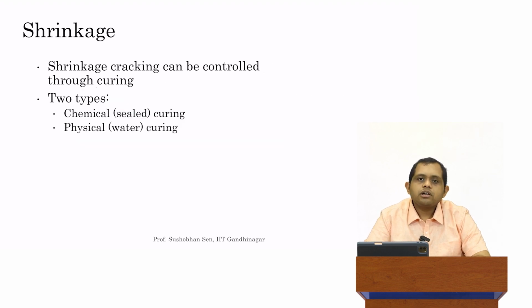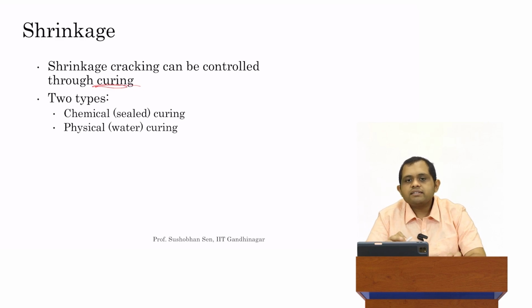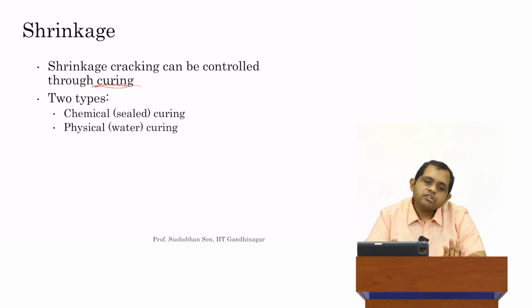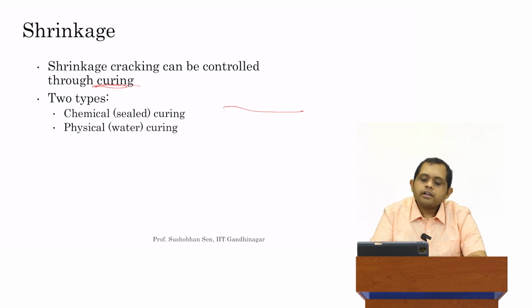Now, shrinkage cracking can be controlled through a process called curing. I'm sure all of you have studied this in your structural engineering classes. The same principle applies to rigid pavements. Curing is basically a process where we saturate the surface also with moisture. So instead of the surface being exposed to the atmosphere, we somehow create a film such that the moisture gets locked inside and the surface is not completely exposed to the atmosphere. That process is called curing with respect to rigid pavements. There are generally two types of curing. That is chemical curing, which is sometimes also called sealing. And then we've got physical curing, which is also sometimes called water curing.